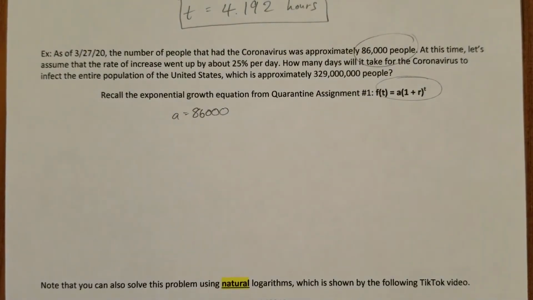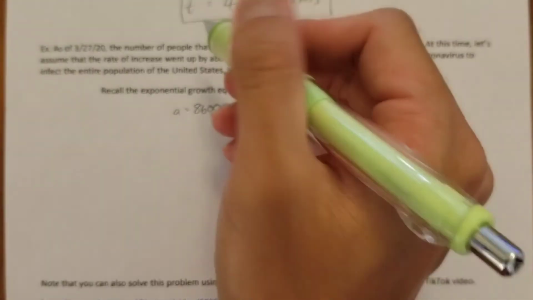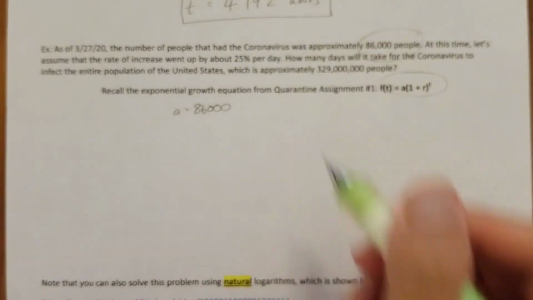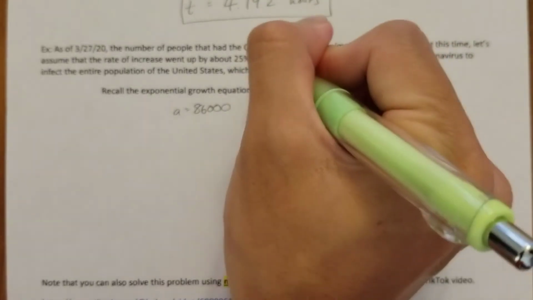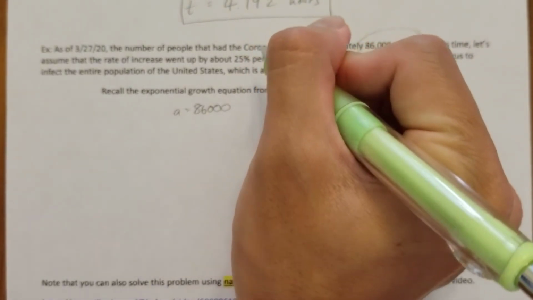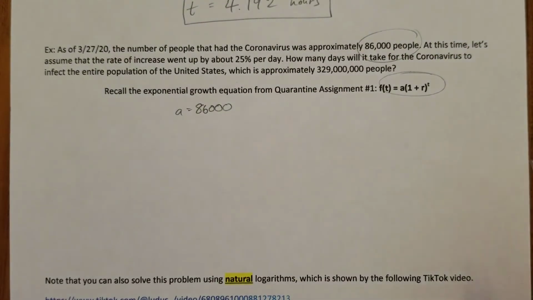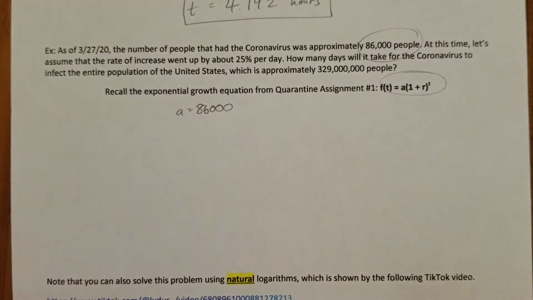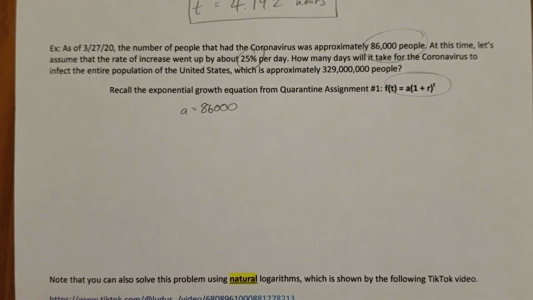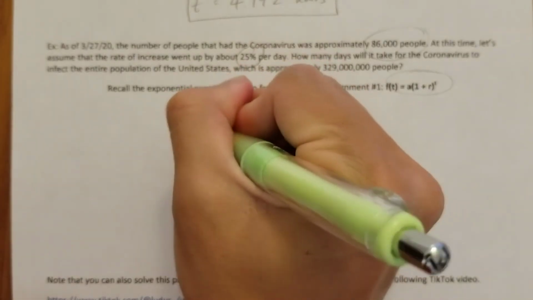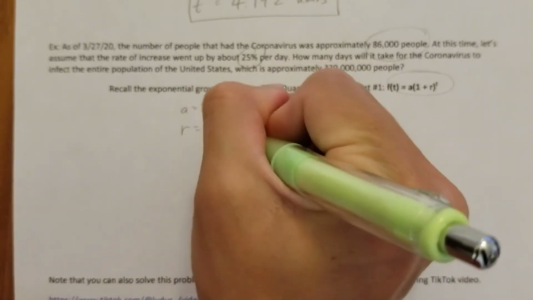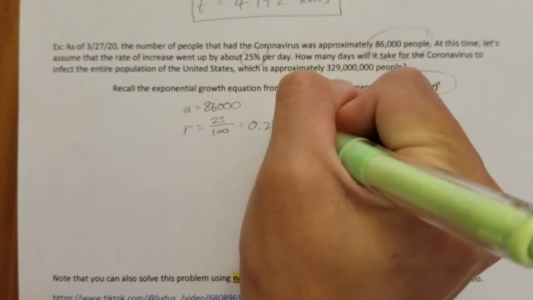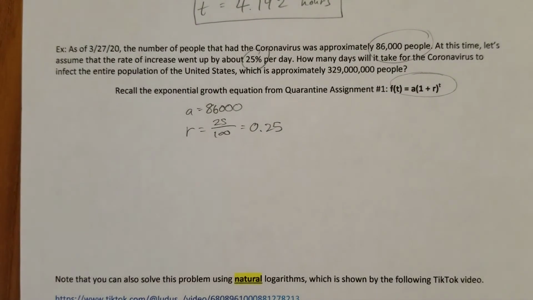Okay, next we assume that the rate of increase went up by 25% per day. So this is R. This is 25 divided by 100, so this is 0.25. Okay.